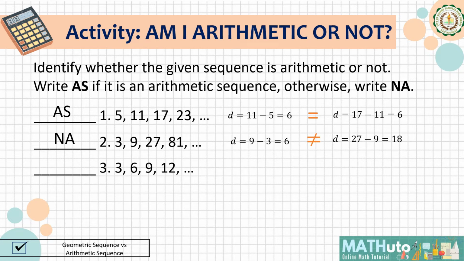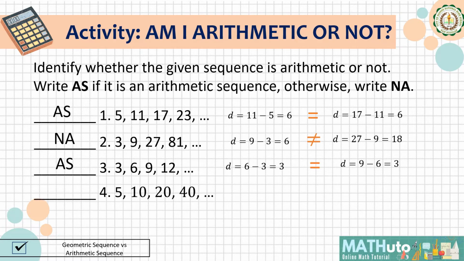Number 3, 3, 6, 9, 12. Let us determine the common difference by subtracting the second term to its first term. 6 minus 3 is 3. And also, subtract the third term to its second term. 9 minus 6 is also equal to 3. There is a common difference of 3. Therefore, this is an arithmetic sequence.